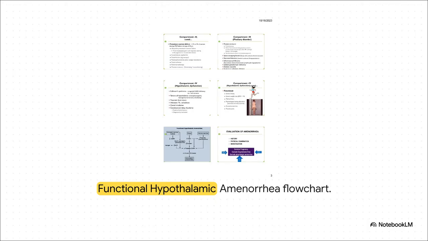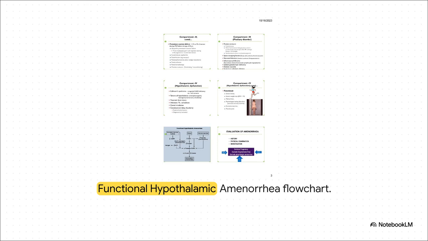Now, what's really interesting about this is how it perfectly maps out functional hypothalamic amenorrhea in compartment 4. Severe stress, a BMI dropping below 19, psychological eating disorders like anorexia or excessive exercise, they all trigger the brain's stress response. Your body sees an increase in CRH and cortisol and releases endogenous opioids like beta endorphins.